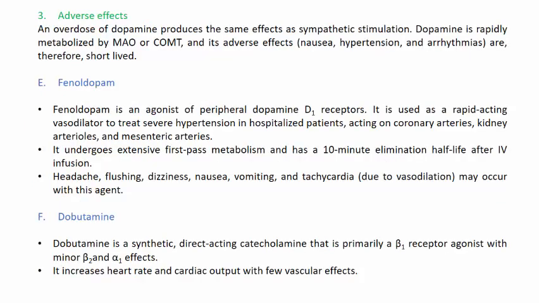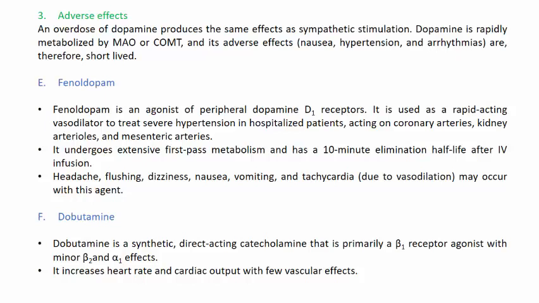Adverse effects, so an overdose of dopamine produces the same effect as sympathetic stimulation. هذه اللي signs of overdose of dopamine راح تعطي same effects as sympathetic stimulation. والدوبامين is rapidly metabolized by MAO or COMT. والadverse effects include nausea, hypertension, and arrhythmias.